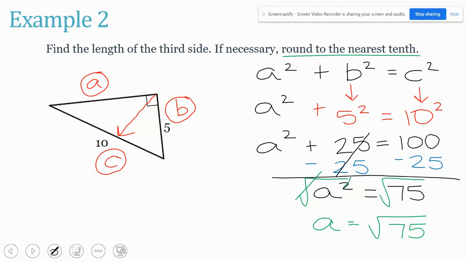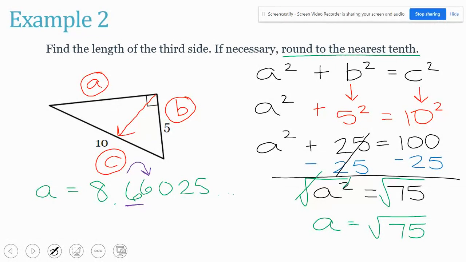So that means we're going to take out our calculators, and we're going to find the square root of 75. So when you plug it into the calculator, you're going to get 8.66025, and so on. It's going to keep going. It's an irrational number. And we want to round to the nearest tenth. So the number in the tenths place here is 6. We always look at the number to the right. And that's going to tell us if it's going to go up or stay the same.